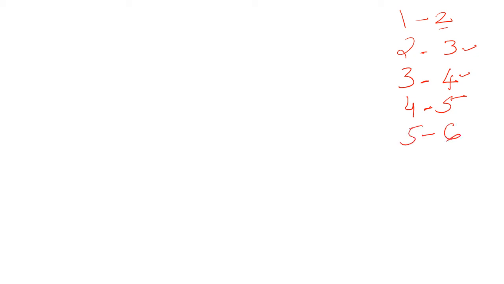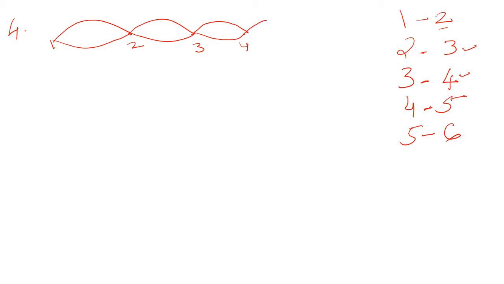Okay, so let's look at the fourth one first. We need to have 5 nodes there. So I'll draw it like this: 1, 2, 3, 4, the fourth harmonic. So I need to have 1 more, 5.